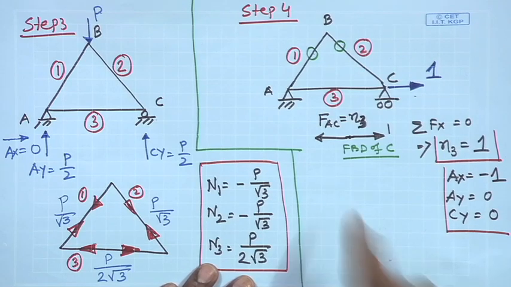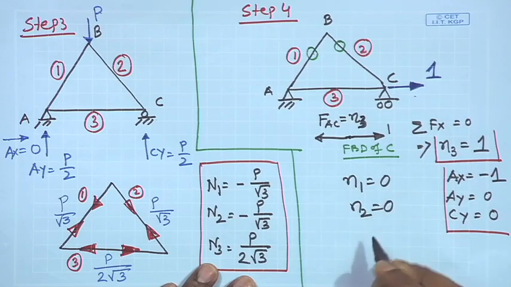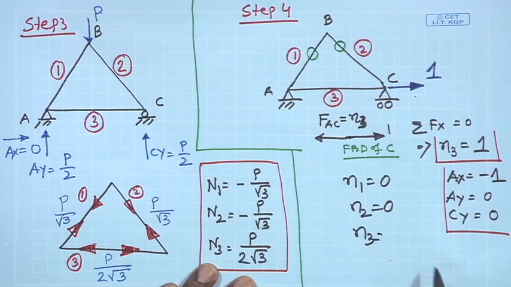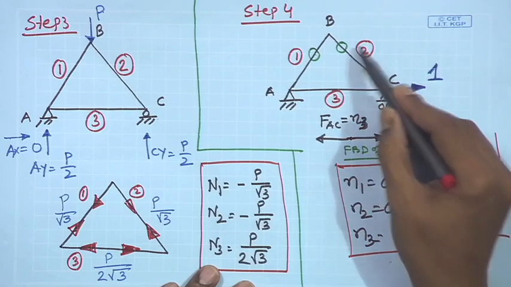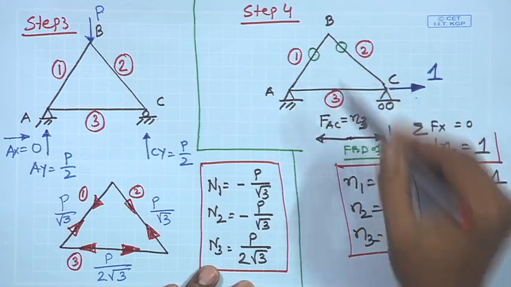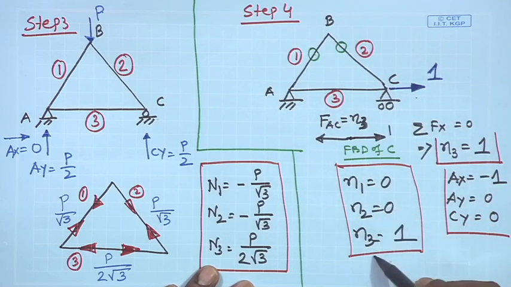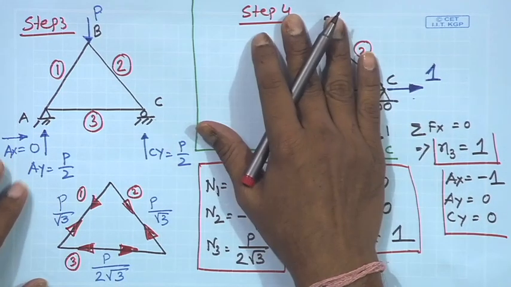Now, what do we have here? We have N1 is equal to 0, N2 is equal to 0, and N3 is equal to 1. Now, instead of 1, if the structure is subjected to Cx, then the corresponding forces in the members will be N1 is 0, N2 is 0, and N3 will be 1 into Cx is equal to Cx. Now, step 4 is done.